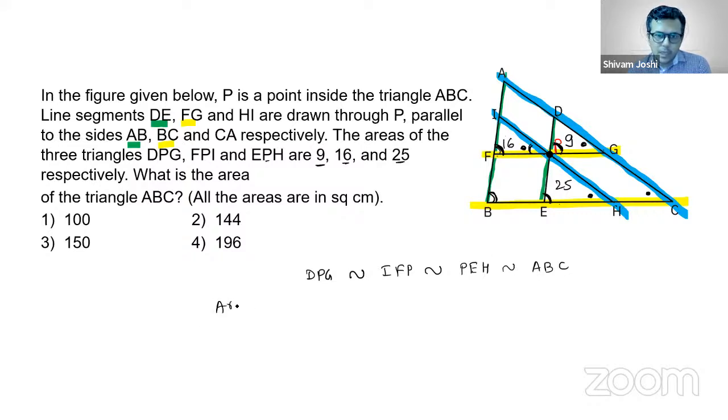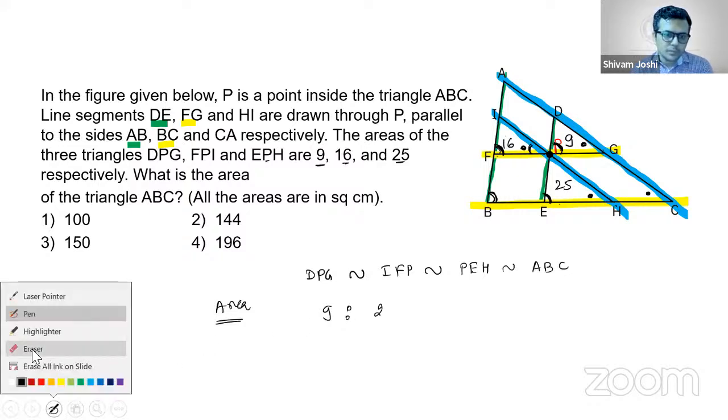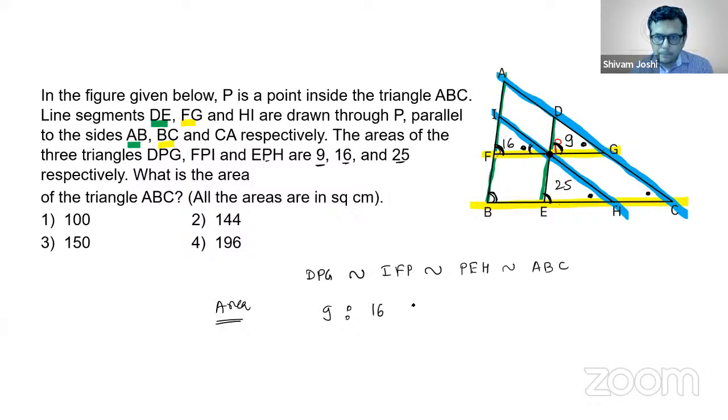Now, what is the ratio of area? The ratio of area is 9, 16, 25, which are actual areas also. 9, 16, 25. If the ratio of area is 9, 16, 25, can we say that the ratio of side between them has to be the square root? Remember, side to area is a square, area to side is a square root. So this has to be 3, 4, 5, correct?